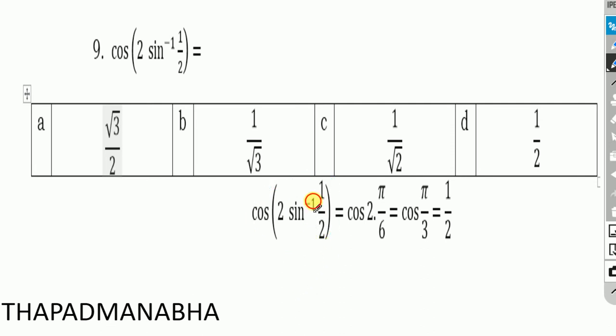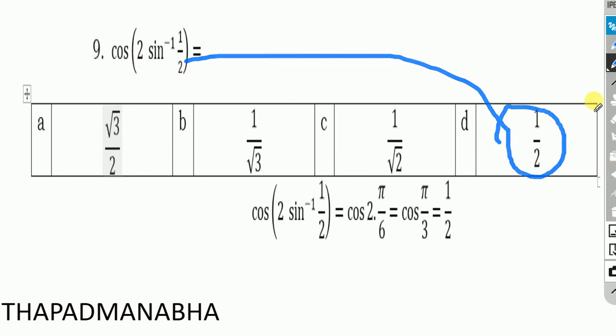So sin inverse of 1 by 2 is nothing but pi by 6, that is 30 degrees. So cos of 2 into sin inverse of 1 by 2 is cos of 2 into pi by 6. 2 sixes are 12, therefore I have cos pi by 3 after simplification. So cos pi by 3 is nothing but 1 by 2, that is cos 60 degrees, 1 by 2. So the answer is option D. A very simple question. Cos of 2 sin inverse of 1 by 2 will be equal to 1 by 2.